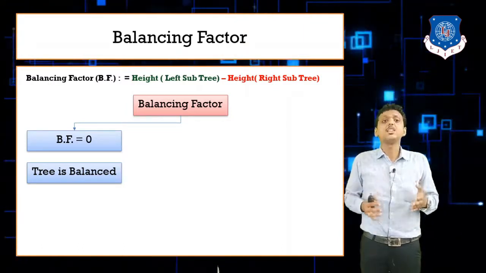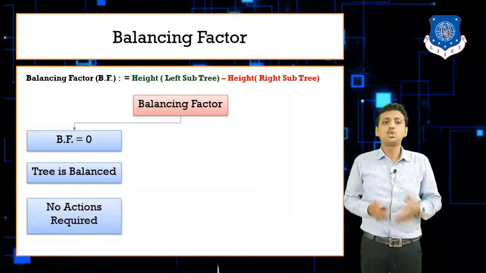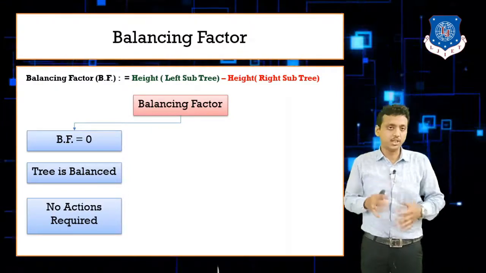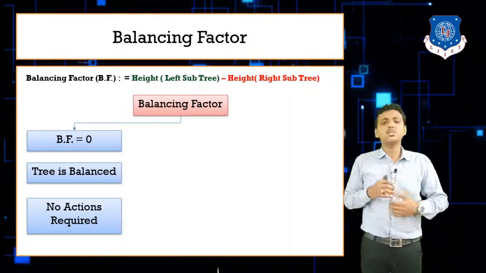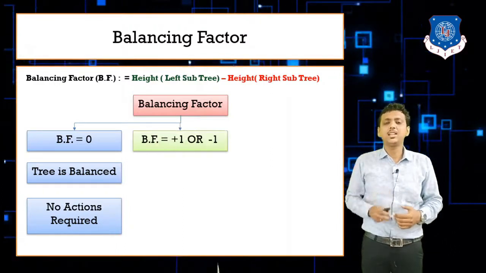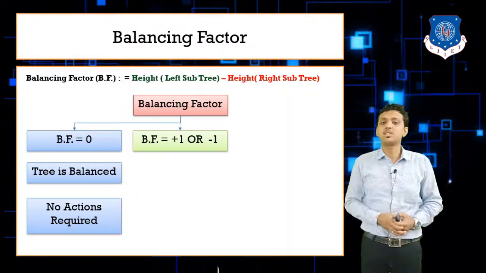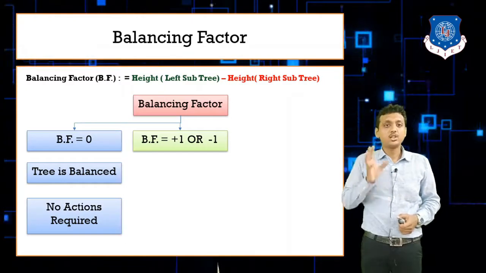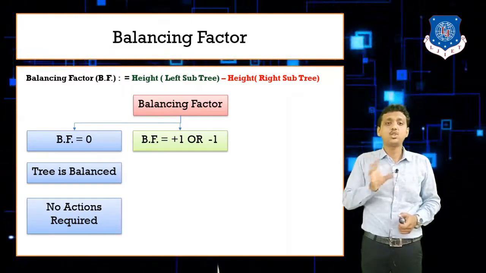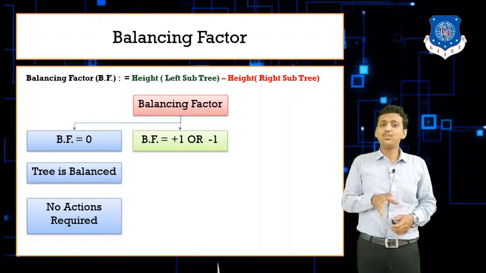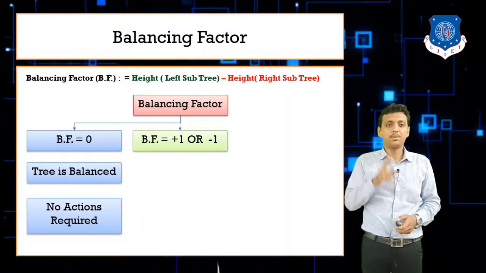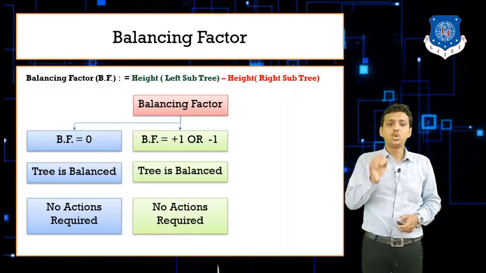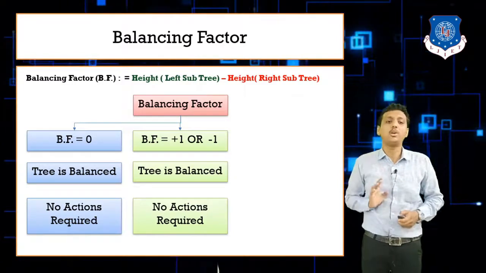Now if the tree is balanced, then you should not perform any action. Do not worry about performing any action on that tree. Fine. Now the next we have, students, is balancing factor equal to plus or minus 1. The AVL tree definition contains a rule that the height difference should not be greater than 1. That means if your balancing factor is minus 1 or plus 1, then it is also known as a balanced tree, and you do not worry about any actions to be performed on that tree.